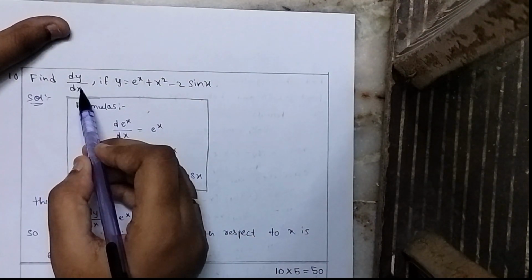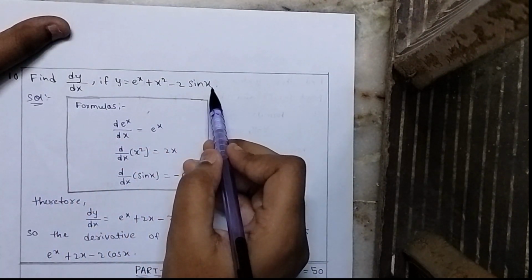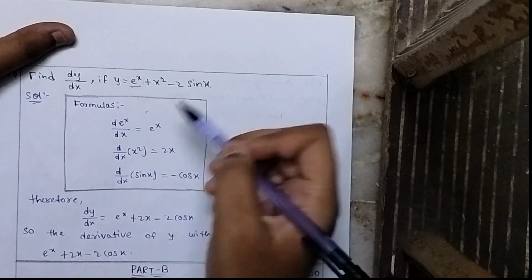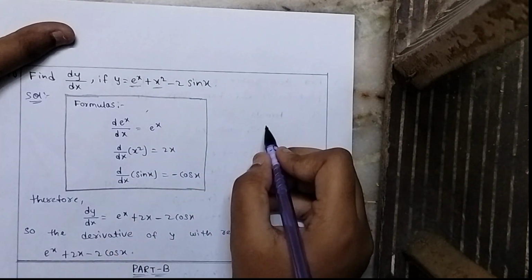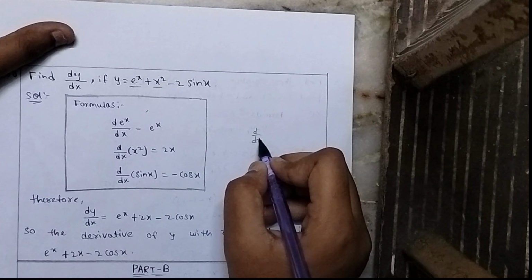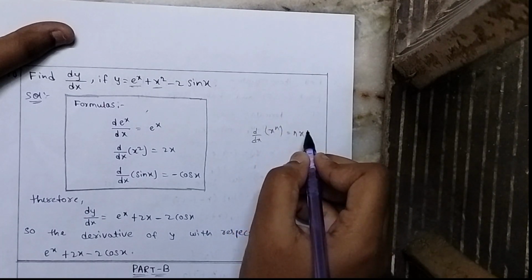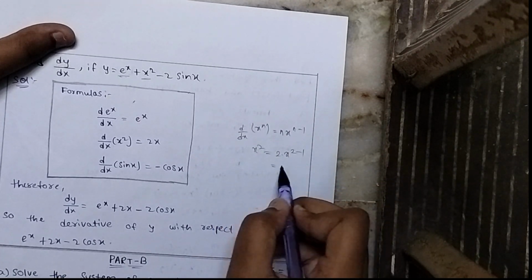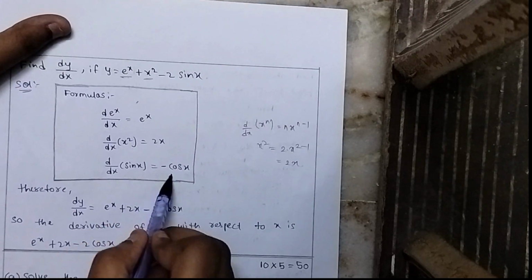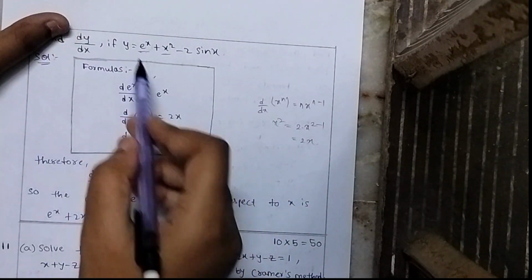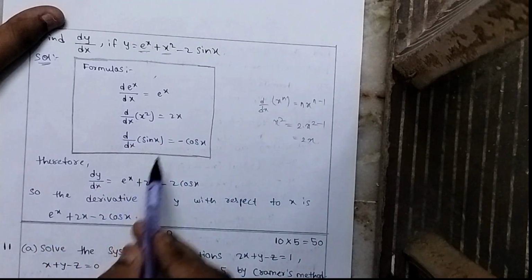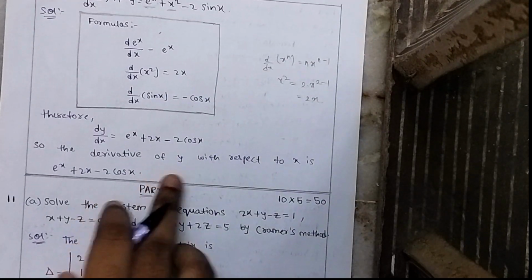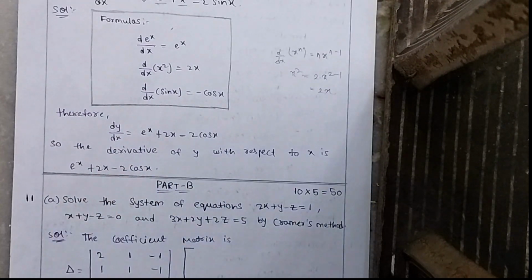10th one. Find dy by dx if y equals e power x plus x square minus 2 sin x. Taking the first term, d by dx of e power x is e power x. Then d by dx of x power n formula is n into x power n minus 1. That means for x square it is 2 into x power 2 minus 1, so 2x. And d by dx of sin x is cos x. Substituting these three values here, dy by dx equals e power x plus 2x minus 2 cos x. So the derivative of y with respect to x is e power x plus 2x minus 2 cos x.